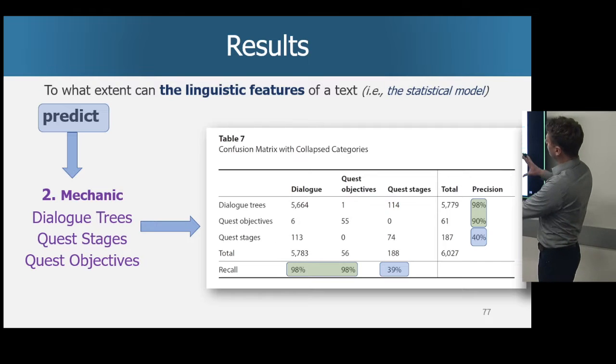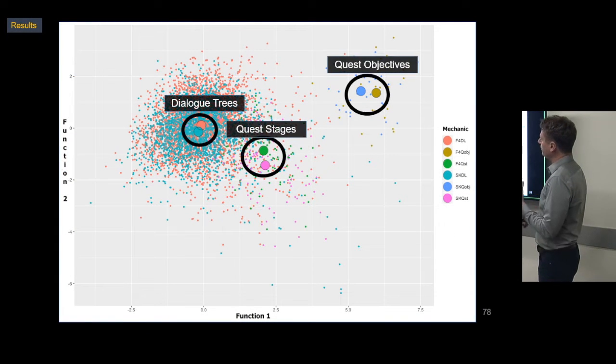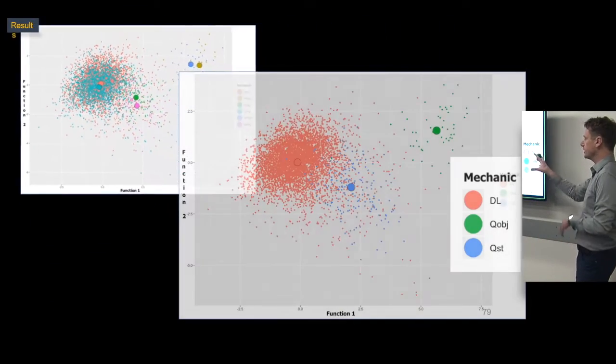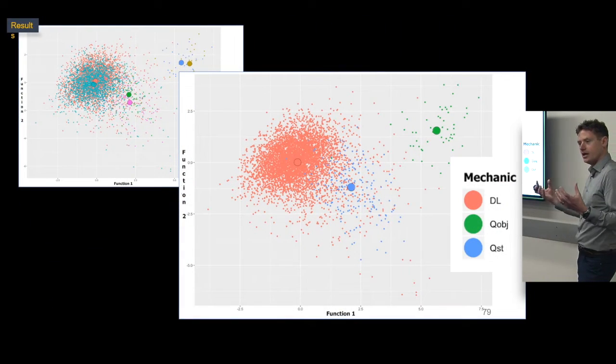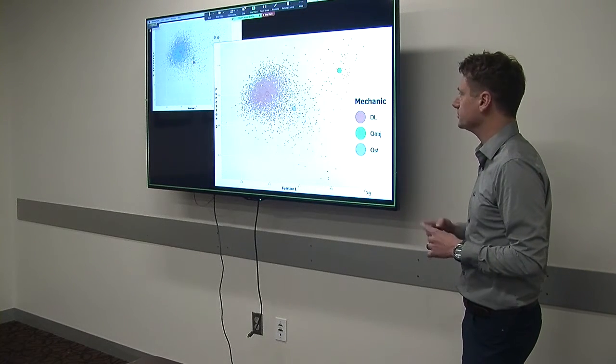So if we go back and look at this plot here, we can see that the mechanic categories are pretty close to each other across the two games. So we have both games' quest stages, quest objectives, dialogue trees. If we get rid of the game and just focus on the mechanics, we can see these clear, distinct linguistic environments arise from the features that these different mechanics use.